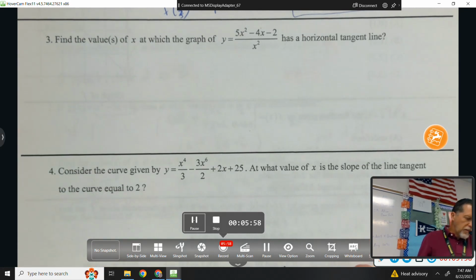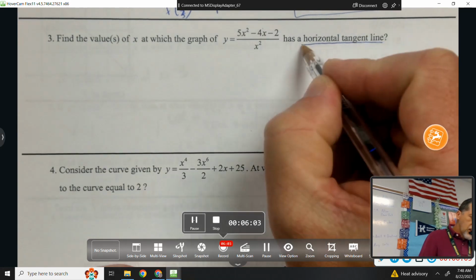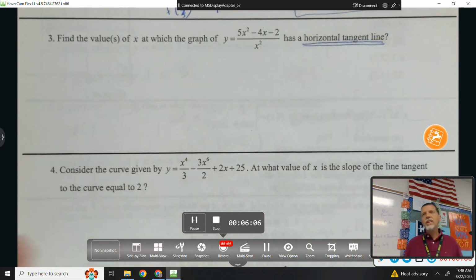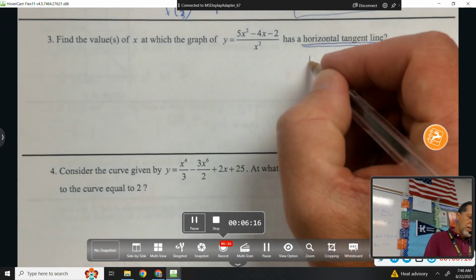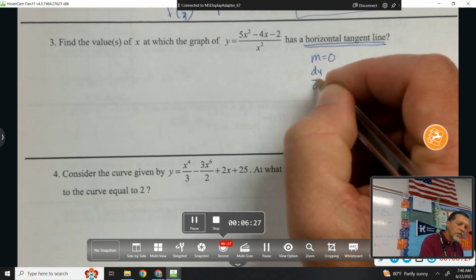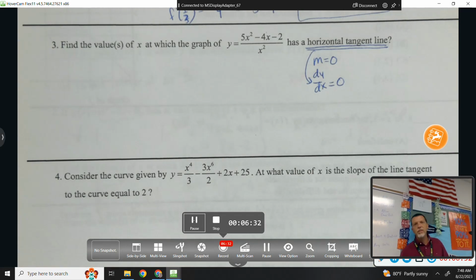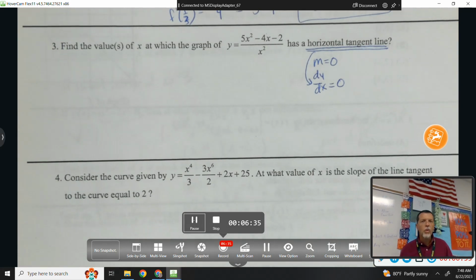Number 3, find the values of x where the graph has a horizontal tangent line. Oh, we haven't done one quite like this yet. Show me with your arms what a horizontal tangent line looks like. Good. What's the slope of a horizontal tangent line? 0. Well, if the slope is 0, what else is 0? The derivative. So that's really a fancy way of asking where is the derivative equal to 0 to have a horizontal tangent line.